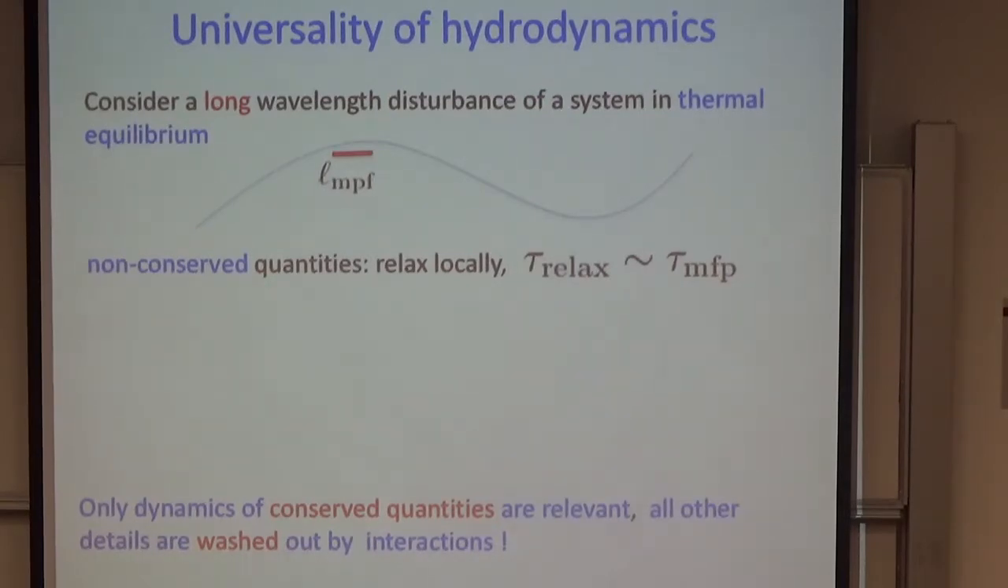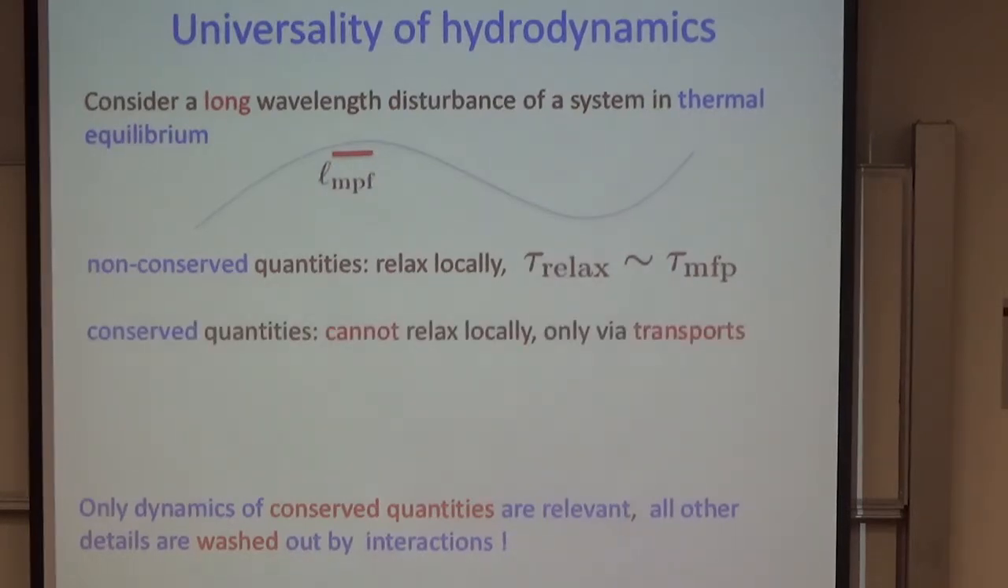But on the other hand, if it happens to conserved quantities, because the conserved quantities are conserved, due to the conservation, they cannot be relaxed locally. They can only relax via transport. Suppose you have some charge density imbalance, and the charge density cannot be destroyed locally. It can only be transported from one place to the other. The only way to achieve equilibrium is for the extra charge density here to be transported into charge density here. Okay?